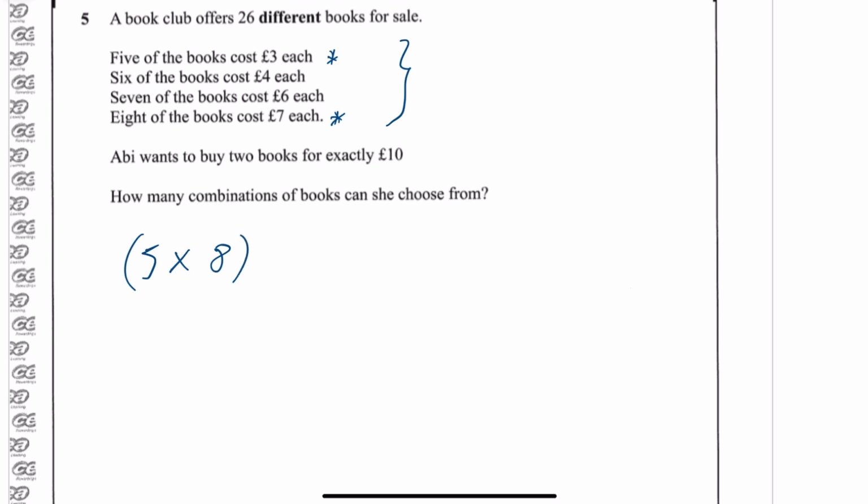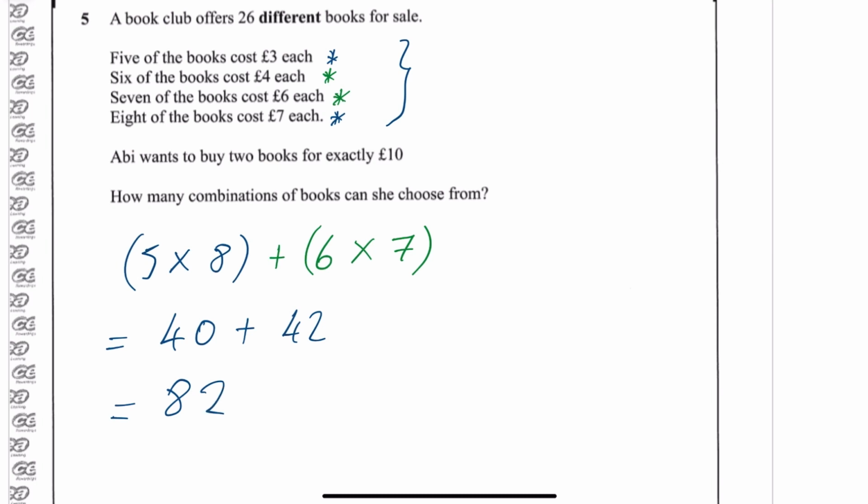The other option, I'll do it in green here, she can get a £4 book and she can get a £6 book. So for it, there are 6 ways she can get a £4 book, and there are 7 ways she can get a £6 book. So if we work those out, 5 times 8 is 40, 6 times 7 is 42, so there will be a total of 82 different combinations.